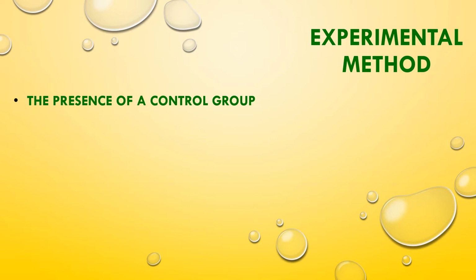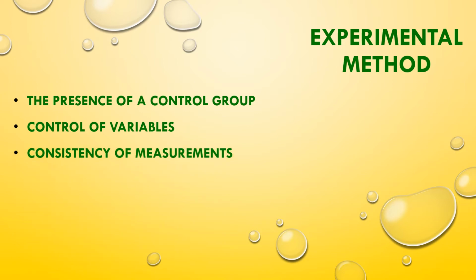Another principle is the control of variables. That is, the experiment should be as free of extraneous data as possible. This factor enables psychologists to repeat the experiment. The third principle is the consistency of measurement. Allowing different standards makes replication impossible.